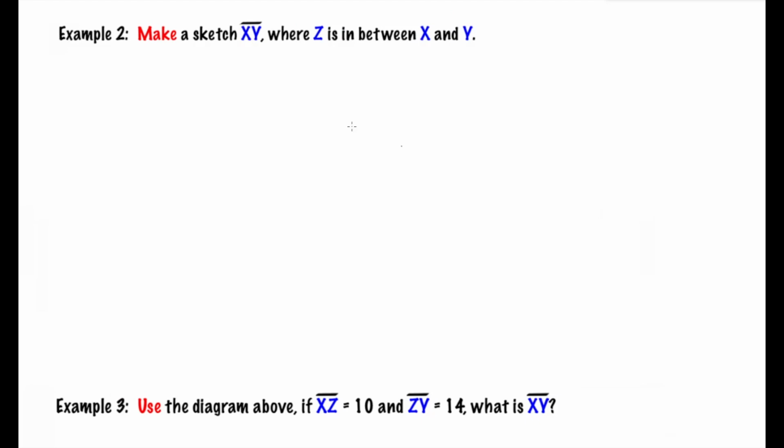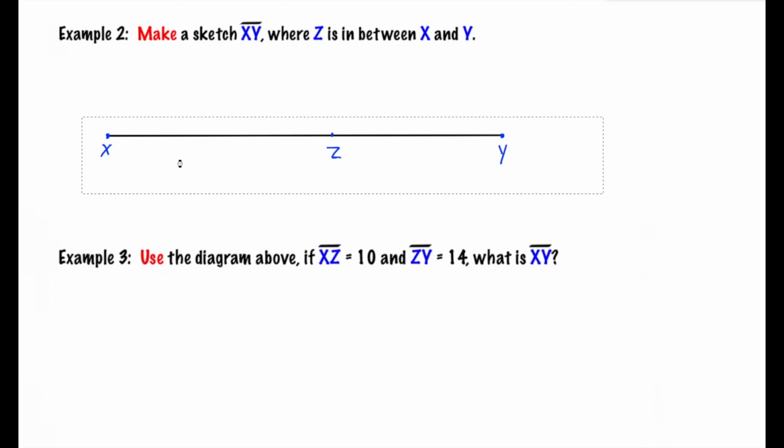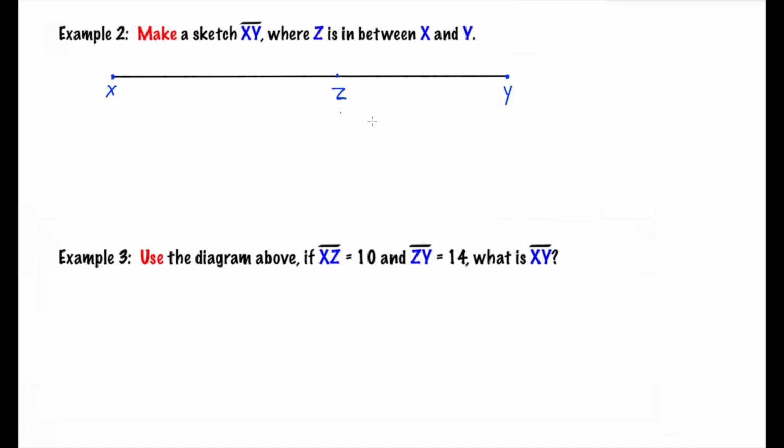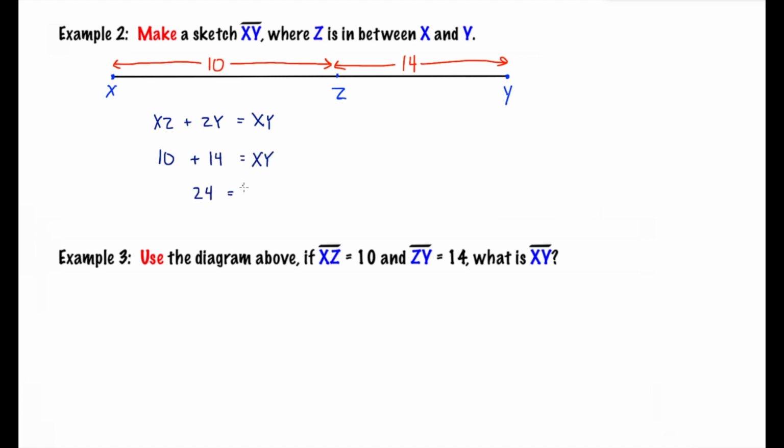Example 2, make a sketch of segment XY where Z is in between X and Y. Okay. Segment XY and put Z somewhere in between. Done. Example 3, use the diagram above. If segment XZ is 10 and segment ZY is 14, what is segment XY? Segment addition postulate says XZ plus ZY equals XY. Substitute your values and solve, and we get 24.